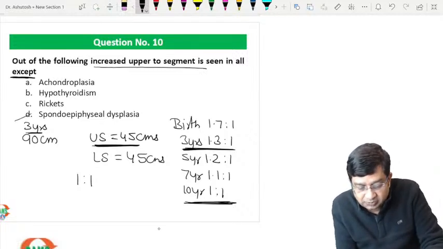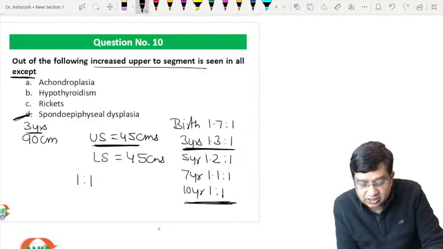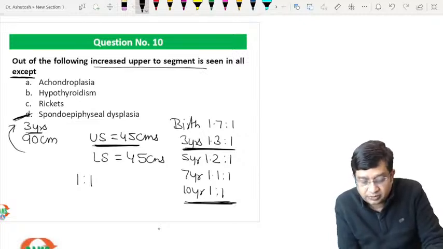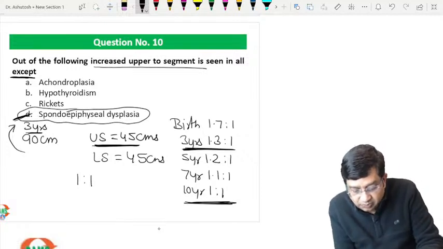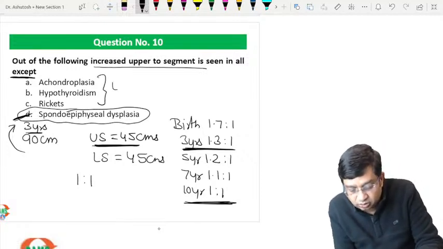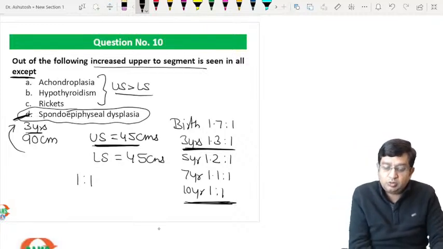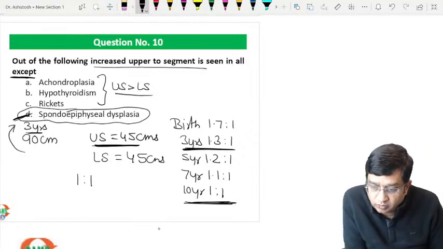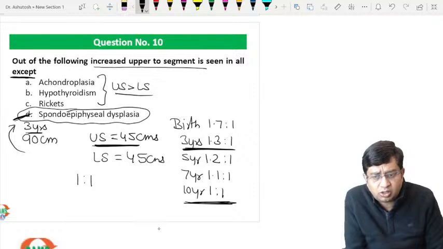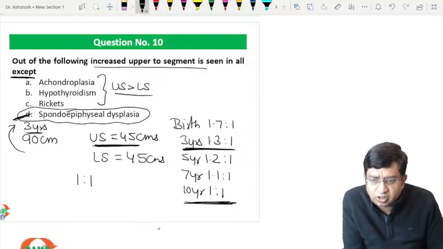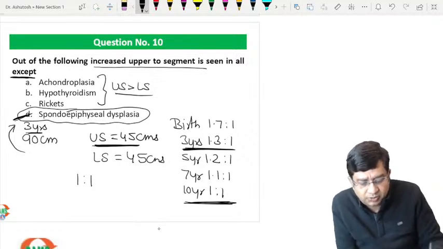तब इसका आंसर बनना चाहिए, अगर एक्सेप्ट भी नहीं था और ऐसे क्वेश्चन था तब भी इसका आंसर बनना चाहिए स्पॉन्डो एपिफिजियल डिस्प्लेजिया, बिकॉज इन तीनों के अंदर तो अपर सेगमेंट इज मोर देन लोअर सेगमेंट, राइट? तो अगर क्वेश्चन ऐसे भी था ना कि 3 years पे बोथ अपर सेगमेंट लोअर सेगमेंट आर इक्वल टू वन अनदर, देन इट कैन नॉट बी achondroplasia, it cannot be hypothyroidism, it cannot be rickets.